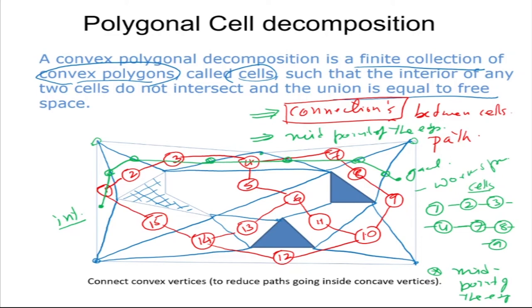Okay, this is called polygonal cell decomposition because we are dividing the total workspace into a number of convex polygons, and then I number the different cells, find the connection between the cells, and to find the path I simply take the midpoint of the edges which are making up the polygon. Okay, and I simply connect it and I get my path. Now a computer can do this very quickly, and this method is called the polygonal cell decomposition.